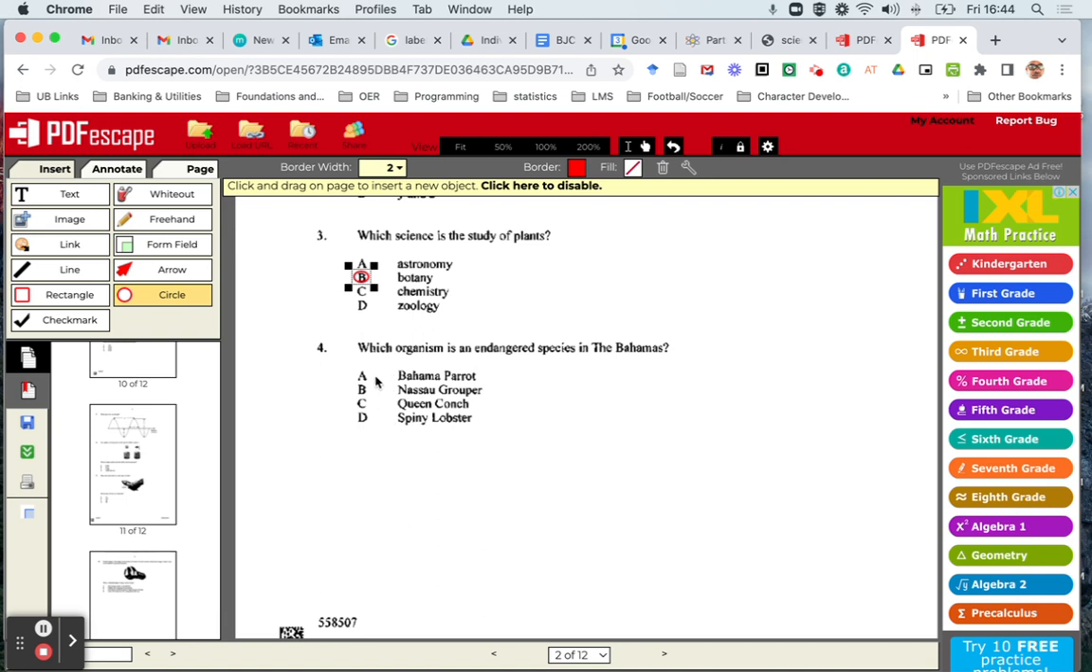Which organism is an endangered species in the Bahamas? Well, it looks like all of these are endangered species in the Bahamas: parrot, conch, master grouper, queen conch, spiny lobster. So really, any of these answers is actually correct. So let me just circle each of these.